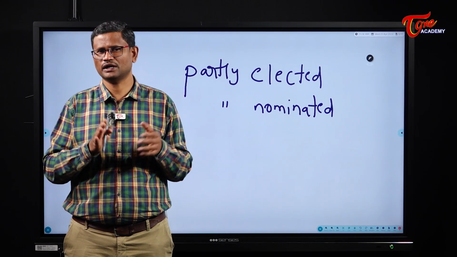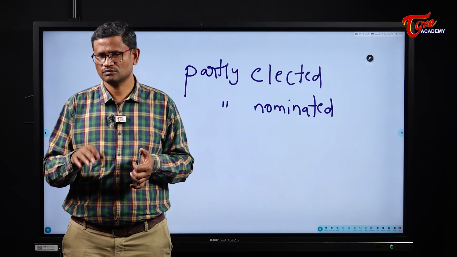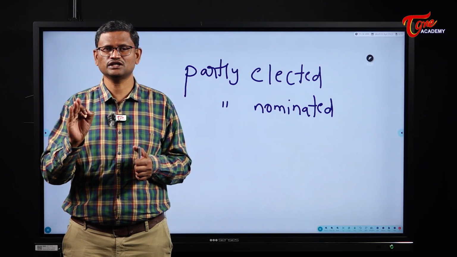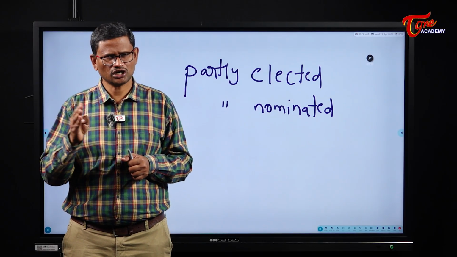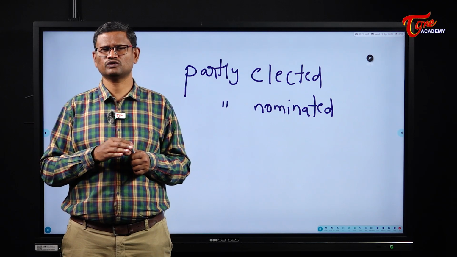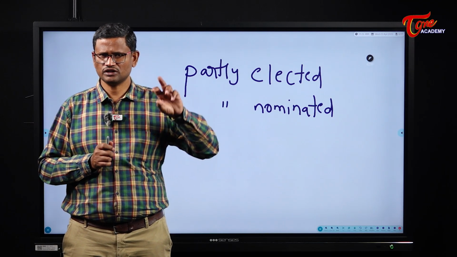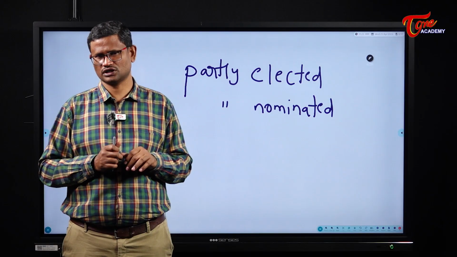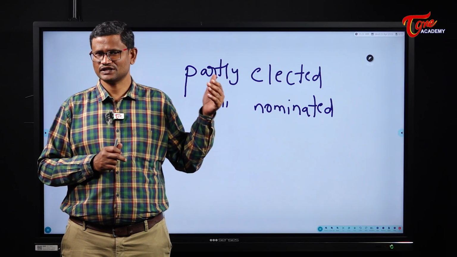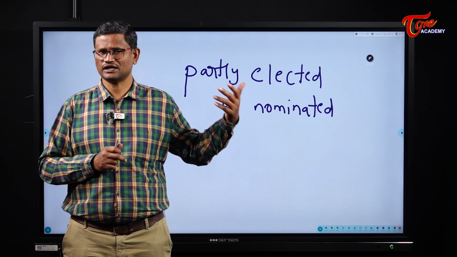We should keep in mind that the Constituent Assembly is not a fully sovereign body because it is not chosen directly by the people through universal adult franchise. That's why there was a criticism against the Constituent Assembly that this body was not a fully sovereign body.